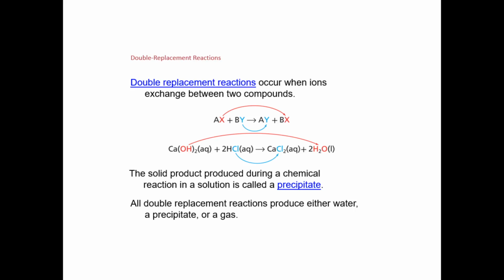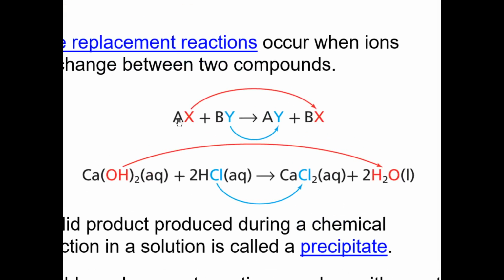And so the general word equation for this is 2 ions exchanging between compounds. So exchange of ions between compounds. And then if you look at the general equation, let me zoom in. We have this one, AX plus BY yields AY plus BX. And the color coding can also be helpful. So it might be beneficial to color code this in your notes as well.